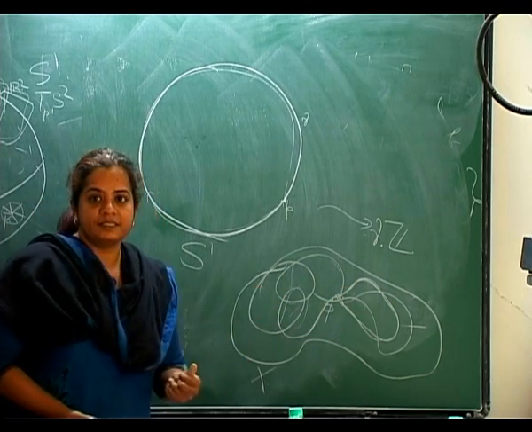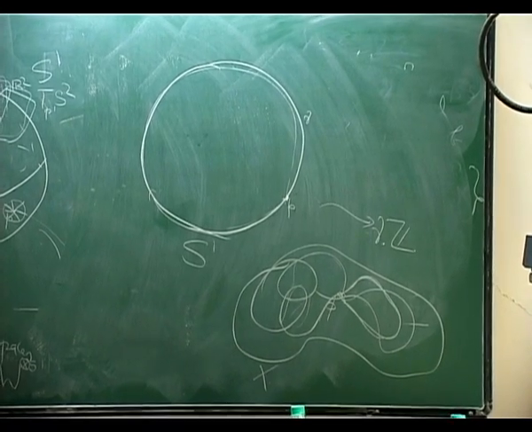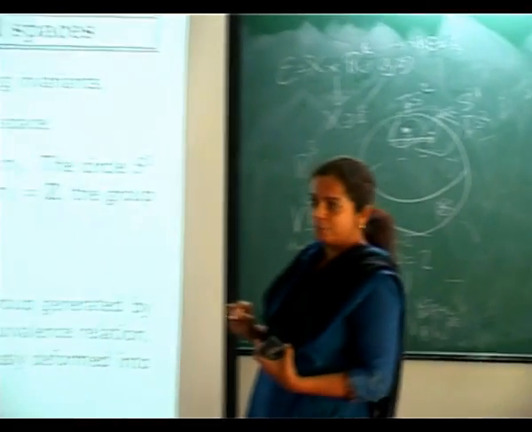If I want to define the difference, I just go in the opposite direction. So the loops come with a direction also. Once you do this, you are able to put a group structure on the set of all loops based at a fixed point here.